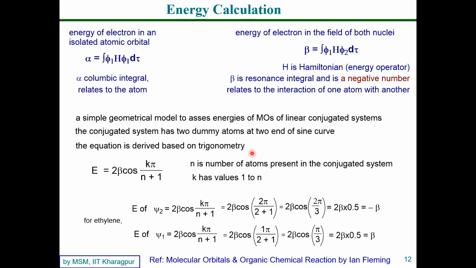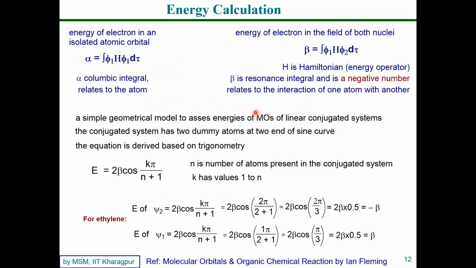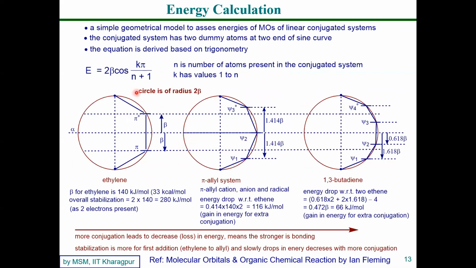Let us go to the next slide directly, and the criteria we are using are again the same. The n number of pi atoms are combined linearly along a straight line, having two dummy atoms, from atom 0 to n plus 1, with a distance equal to one bond distance, like C1 C2, and the same distance for the other side. Already I have described this system in my previous video.